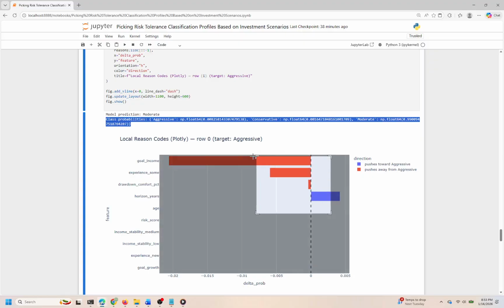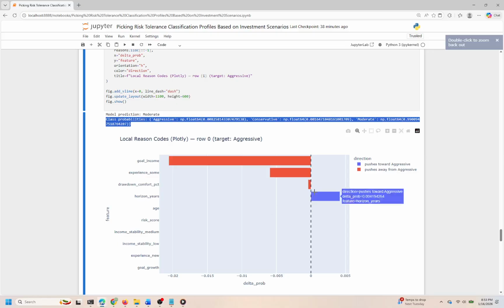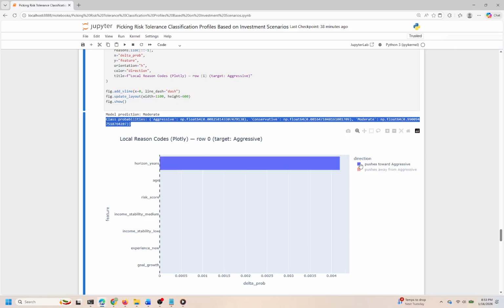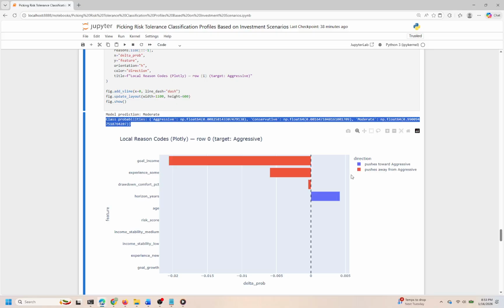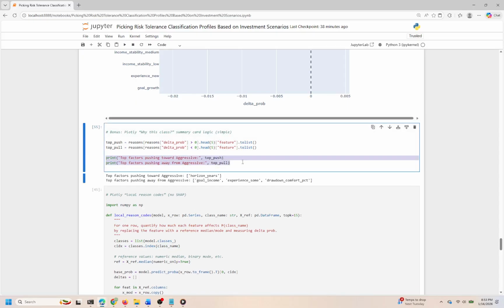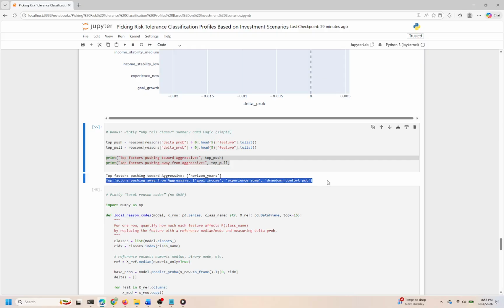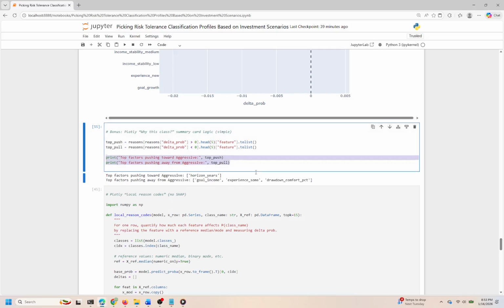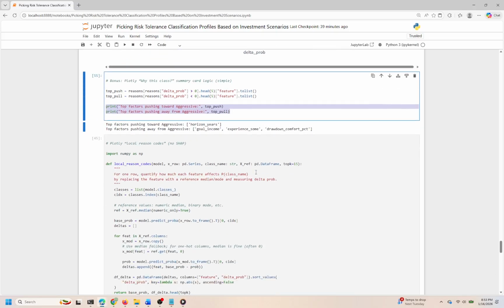Cell 13. In this cell, we're focusing on extracting and displaying key insights regarding the factors influencing certain outcomes in our model, specifically highlighting what attributes lean towards being aggressive and which ones do not. This step is crucial, as it helps us understand the underlying mechanics of the model, enhancing our interpretation of the results. The code begins by filtering a dataset named reasons that presumably contains variables along with their corresponding effects on a certain probability measure, referred to as delta prob.